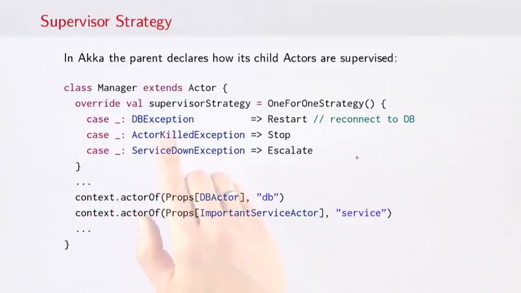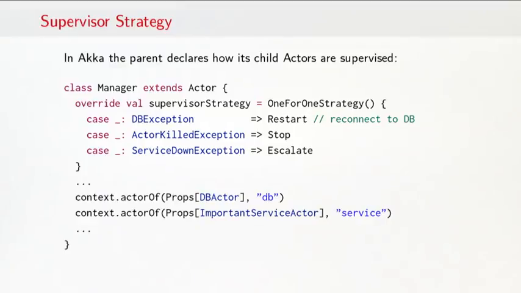In case we have a DB exception from the DB actor, then we restart it. This will probably tell the DB actor to re-establish the connection to the database in hope that the failure was transient and will be fixed by reconnecting.